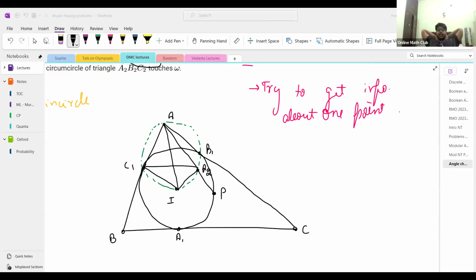Does anyone have any random observation? I'll wait for 4 5 minutes. If AP cuts the incircle at Q, then A2 is the midpoint of PQ. What A2 is midpoint of? PQ, where AP intersects the incircle. Okay, why is that? Because IA2 is perpendicular to AP. Yes, why did you not say that first?